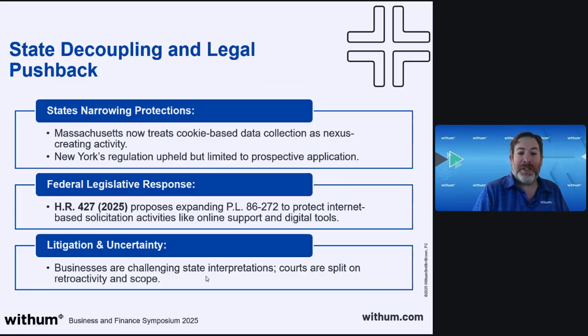There is proposed federal legislation to expand Public Law 86272 to protect internet-based solicitation activities like online support and digital tools. There is other legislation that might expand Public Law 86272 to ancillary services. But those are very vague statutes, and if they were enacted, it would probably guarantee a decade of litigation. And again, businesses are challenging the state interpretations, and courts are certainly struggling with whether any of this can be applied retroactively, since the MTC didn't come out with this reinterpretation until 2021. So moving to the next slide.